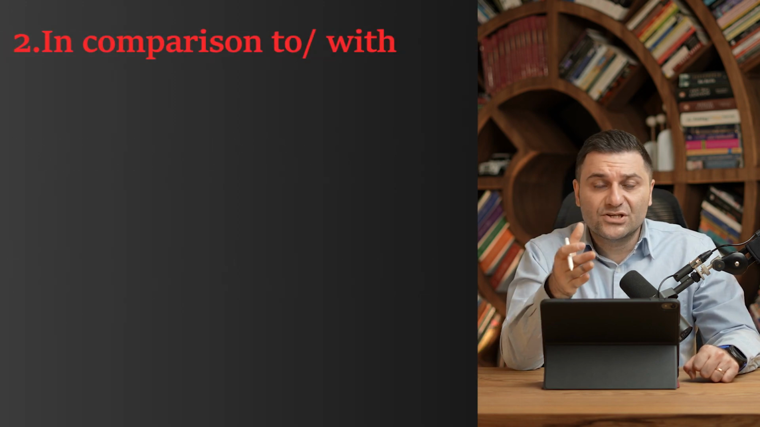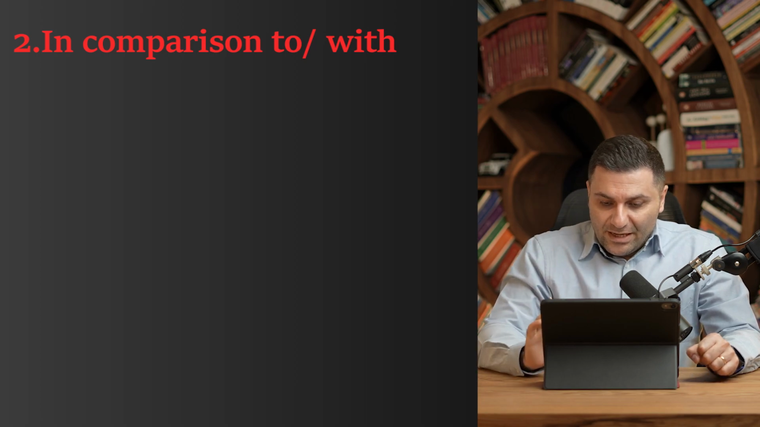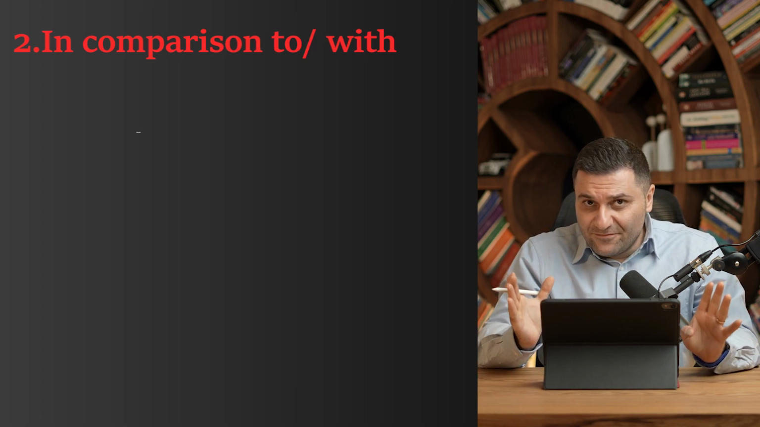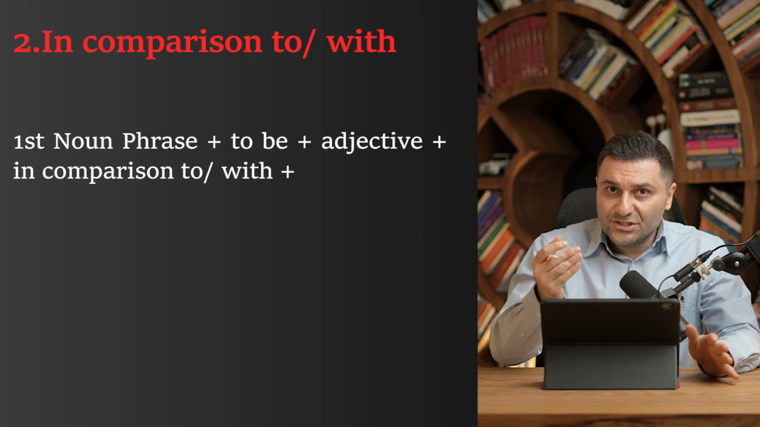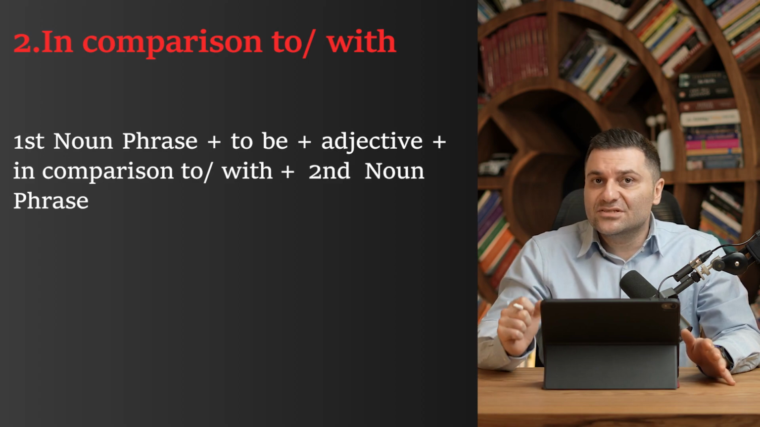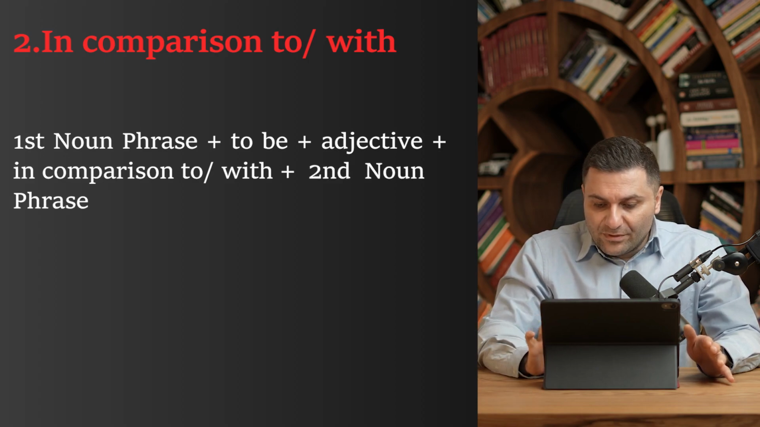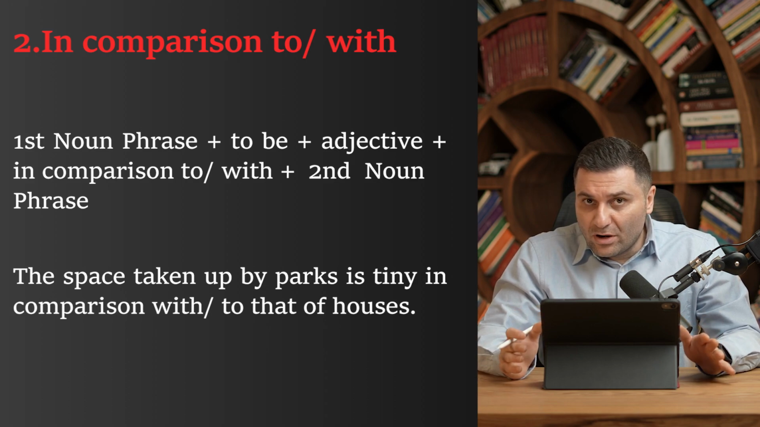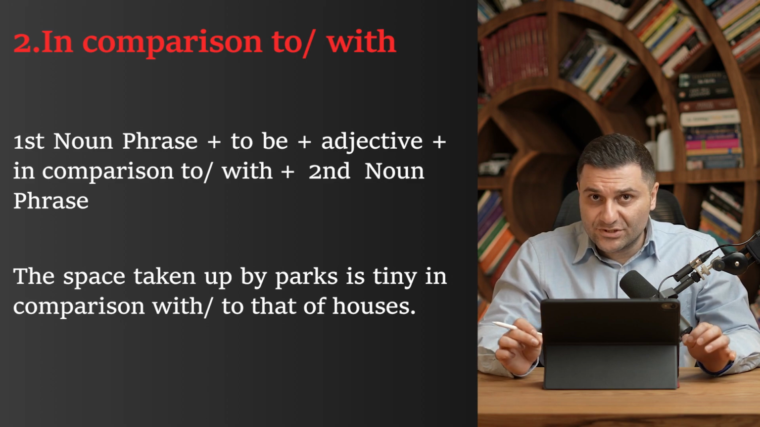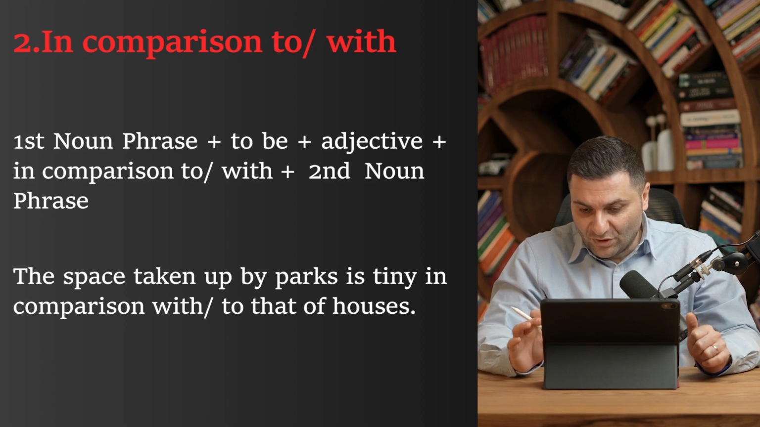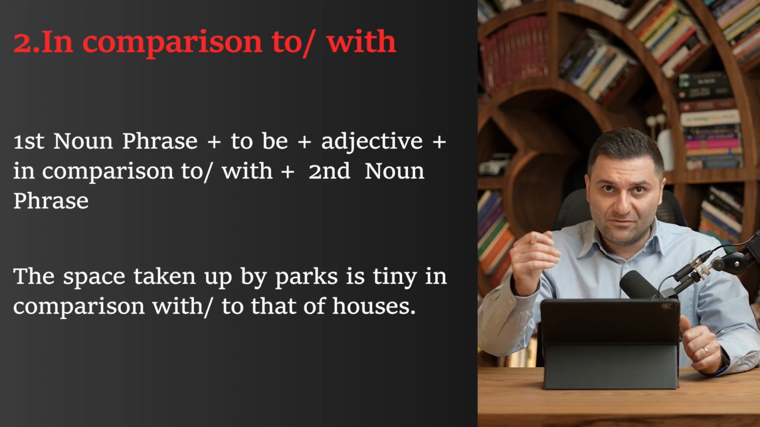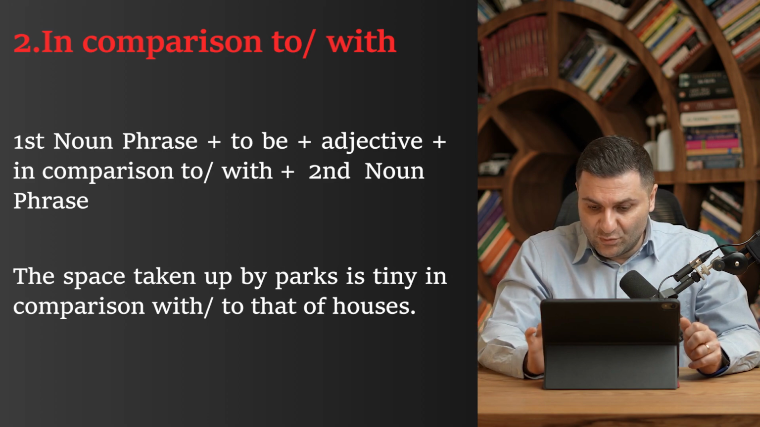Now, sometimes we have in comparison to or in comparison with. And the structure is like this. We'll have our first noun phrase, then to be, adjective, in comparison to or with, and then our second noun phrase. An example: the space taken up by parks is tiny in comparison to or in comparison with that of houses. So this is the structure we have. Actually, this is the same structure we have with compared to and compared with.